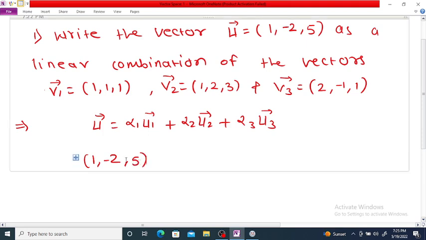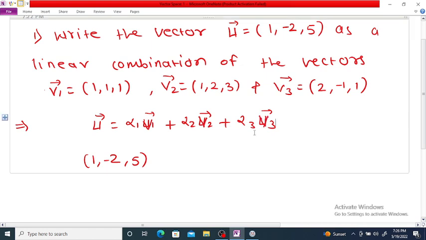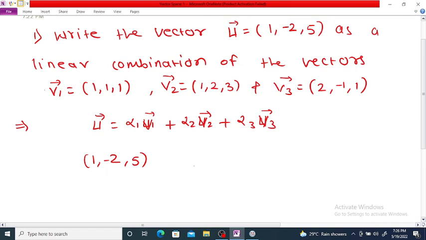If there exist such alpha 1, alpha 2, alpha 3, then we can say that u bar is a linear combination of v1 bar, v2 bar, v3 bar. If there does not exist such alpha 1, alpha 2, alpha 3, then we can say that u bar is not a linear combination of v1 bar, v2 bar and v3 bar.